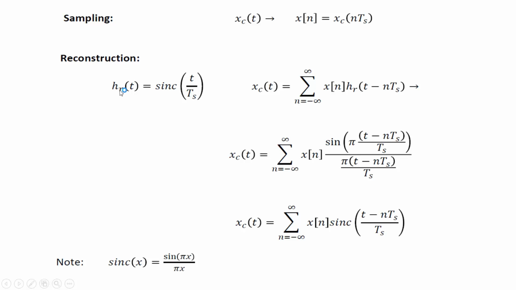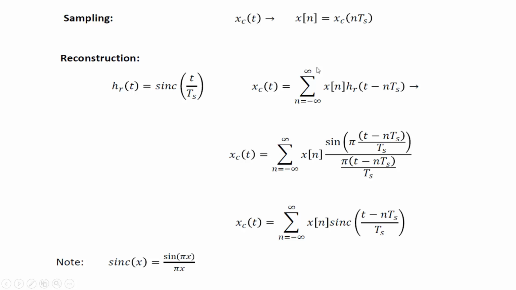And this is the impulse response of the reconstruction filter, which is given by a sinc of t by capital Ts. And this is the process of recovering the signal. The continuous time signal will be reconstructed by multiplying the input sequence with the impulse response of the reconstruction filter and summing it over n going from minus infinity to infinity.